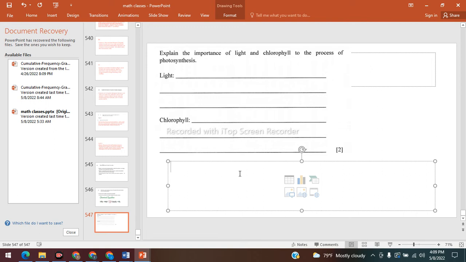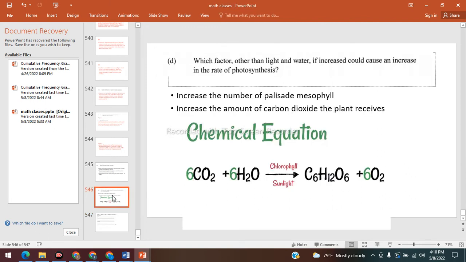Explain the importance of light and chlorophyll to the process of photosynthesis. Wait, without chlorophyll, the light has no function for the plant, isn't it? Doesn't this go back to the equation? If we go back to the chemical equation, sunlight and chlorophyll, C6H12O6. I don't know. So the light is a catalyst then.